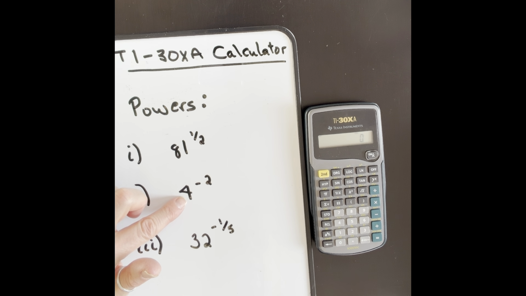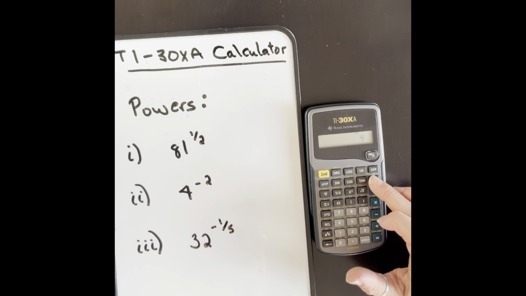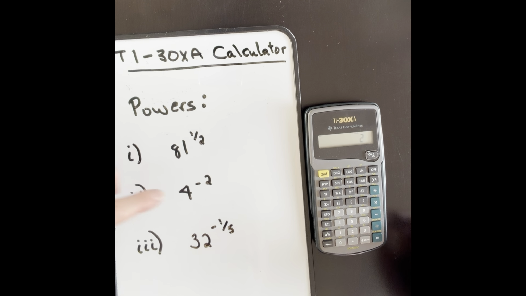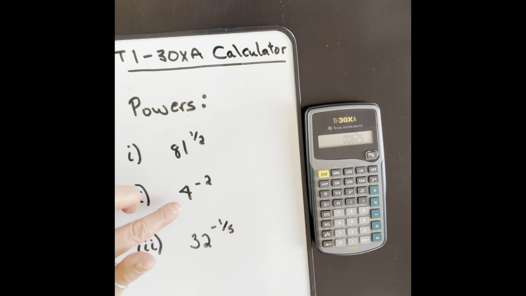Then we have negative exponents. In order to do that, again, put our base in first, 4, y to the x. The way that you're going to enter a negative exponent is you're going to put the number in first, so 2, and then make it negative after. This is called the change sign key. So if my number is positive, which it is in this case, and I press this, it becomes negative. I can use this again. If I press this and it's negative, it becomes positive. So it just switches a positive to a negative or a negative to a positive. We want a negative exponent and then equals. So 4 to the negative 2 is equal to 0.0625.